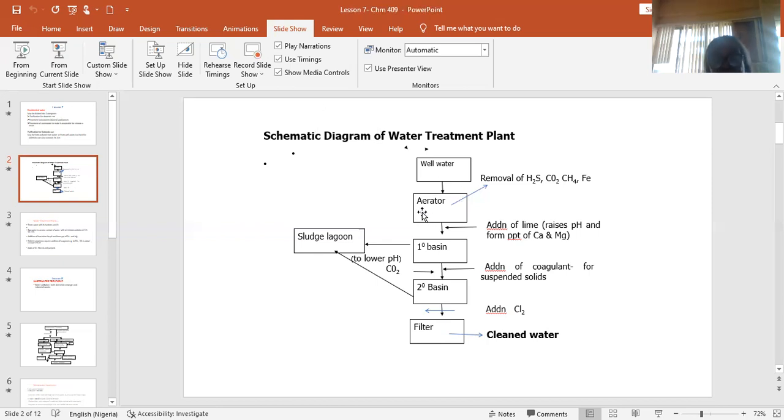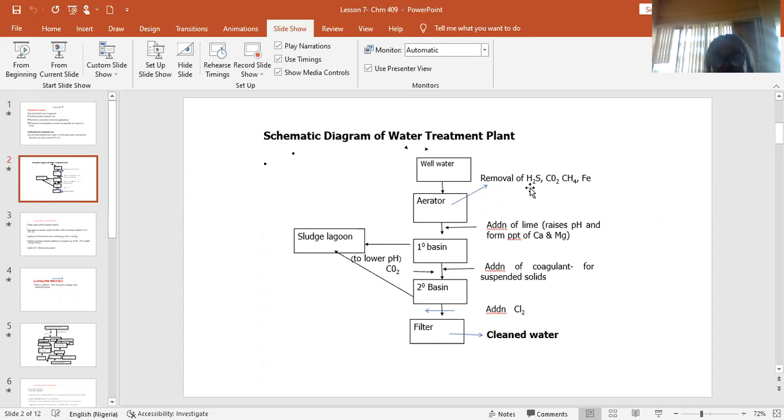Usually this well water could be in a tank, and then we have what we call aerators, things that can incorporate air into it. Some of them are mechanical, but usually it's mechanical aerators, all right? And what aeration does, when you incorporate air, is that you remove hydrogen sulfide.